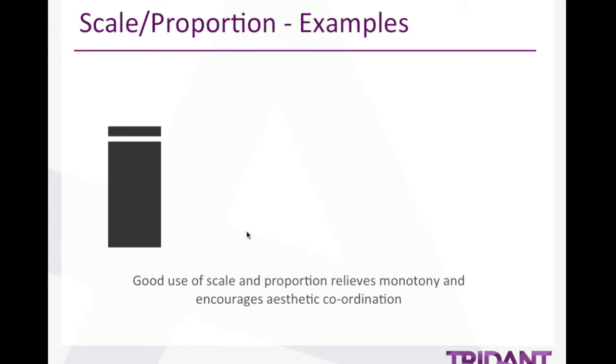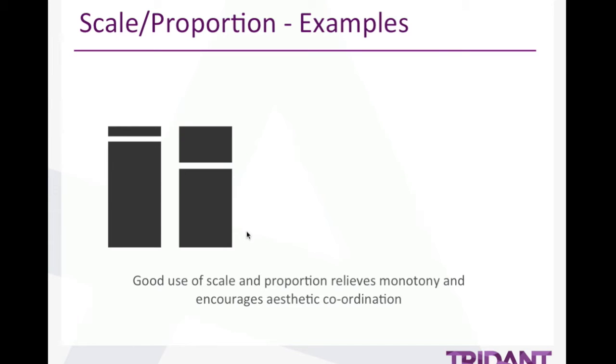This shape, for example, is made up of a large rectangle and a small rectangle. This shape is also made up of a large and a small rectangle, but for some reason it's much more appealing to look at. So why is this?